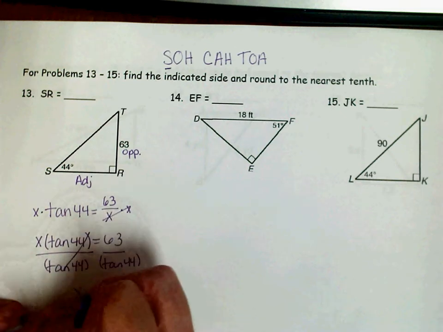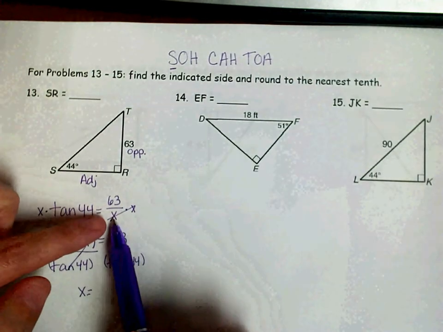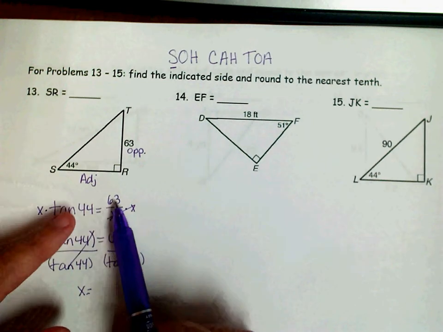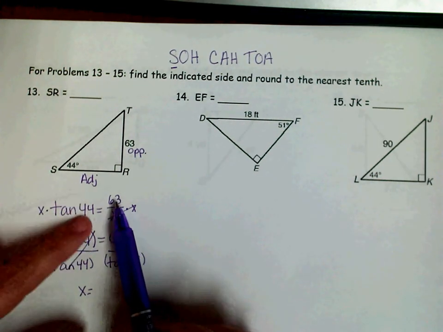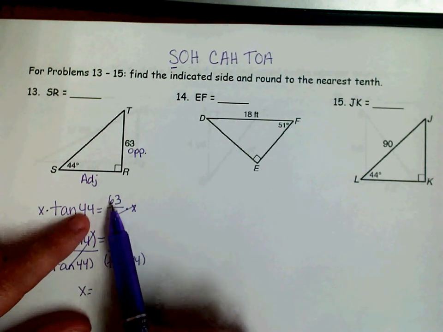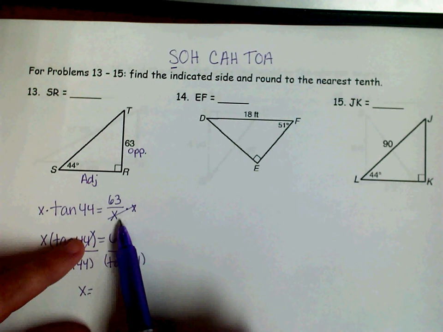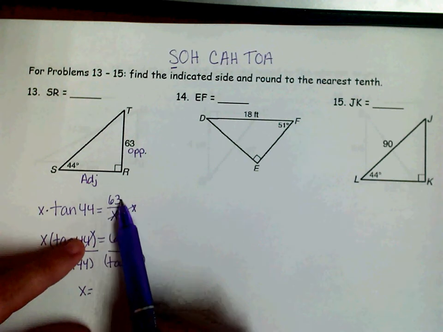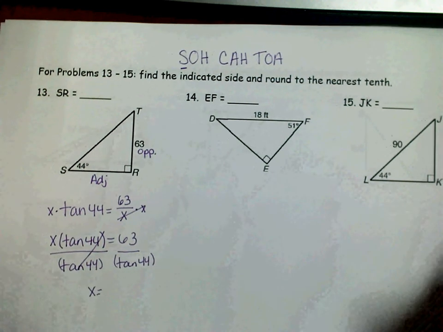Now, I told my students that if x is in the denominator, then you're going to divide these two. If x is in the numerator, you're going to multiply these two, always beginning with this value here. So instead of having to go through all these steps, you could just say, since x is the denominator, 63 divided by the tangent of 44. So that's kind of a shortcut.